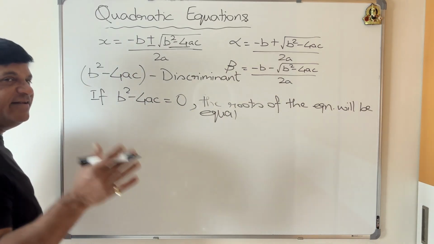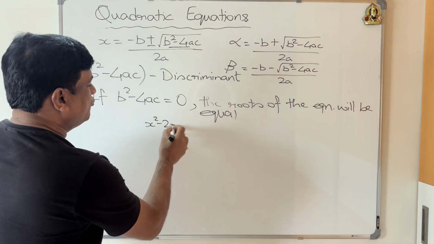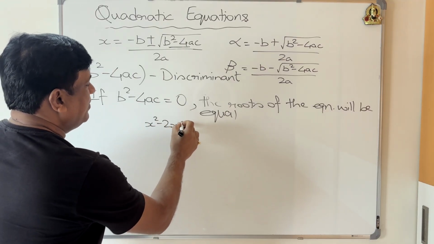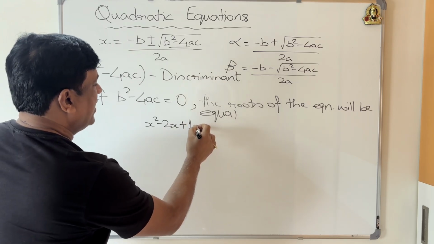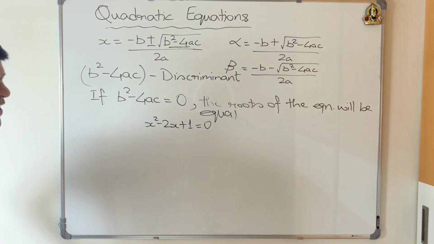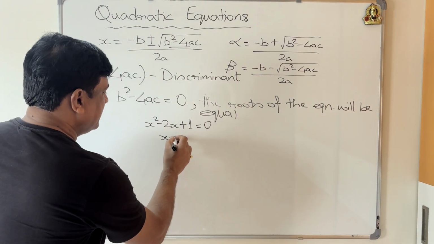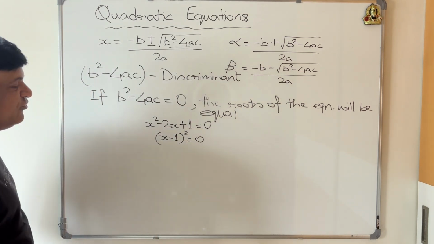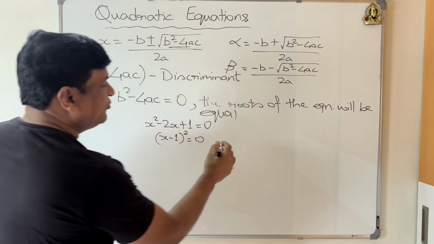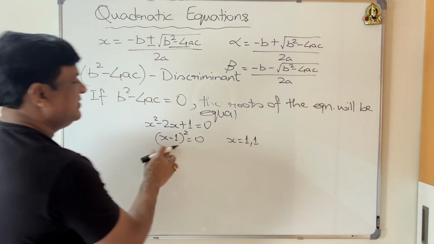Okay, I'll take an example and solve it. For example, look at x square minus 2x plus 1 equal to 0. What is this? This is nothing but (x minus 1) whole square equal to 0. Look at it. So what do you get? There are two roots over here. x has a value of 1 and 1.